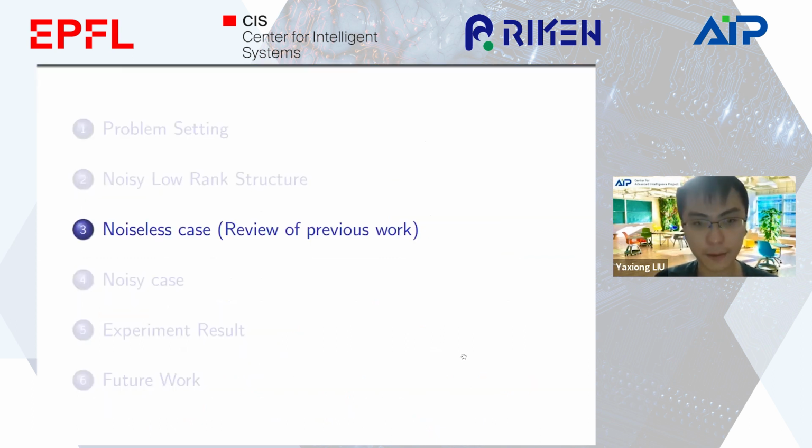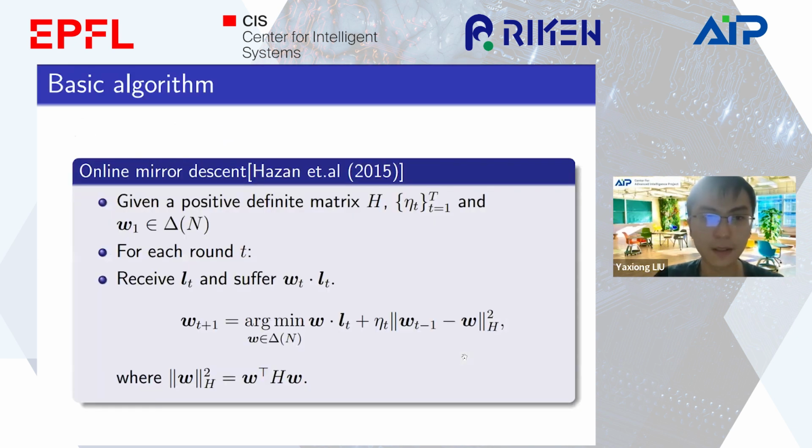Okay, before we get to our main result, I want to review the previous work about the noiseless case, and the basic algorithm used for both noisy and noiseless cases: online mirror descent. And we will involve the matrix norm here.